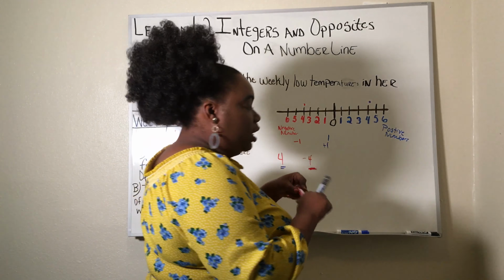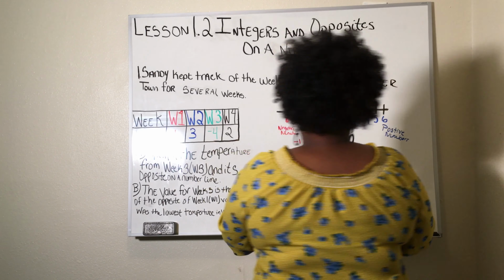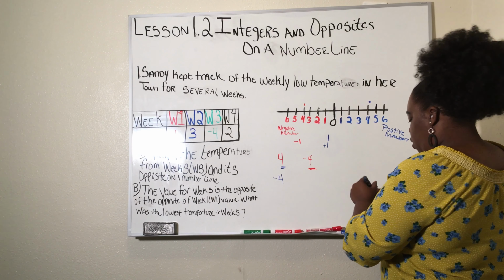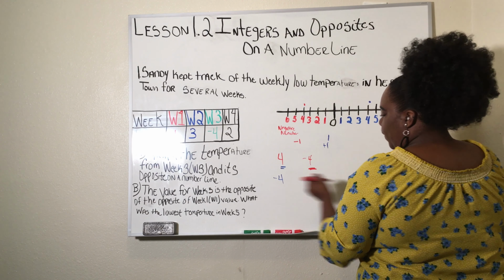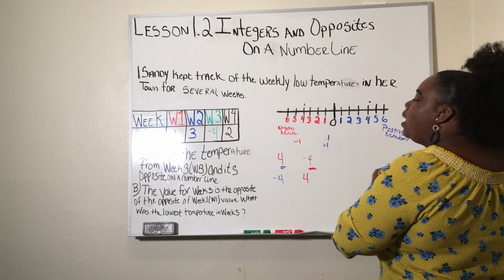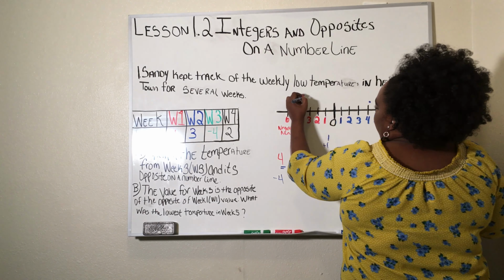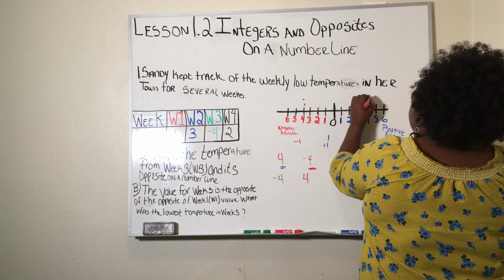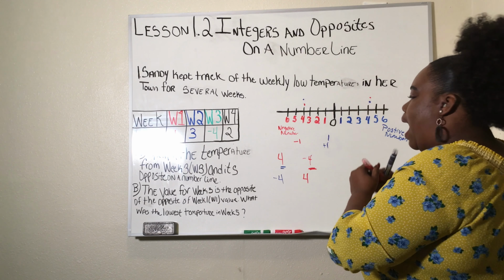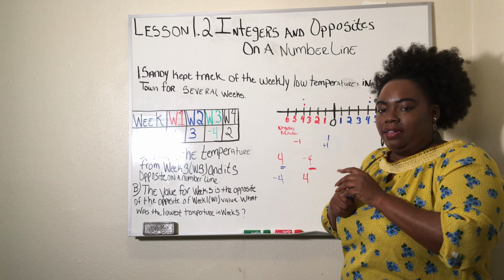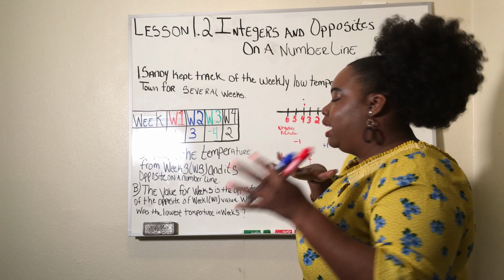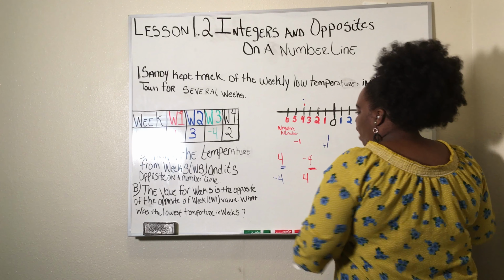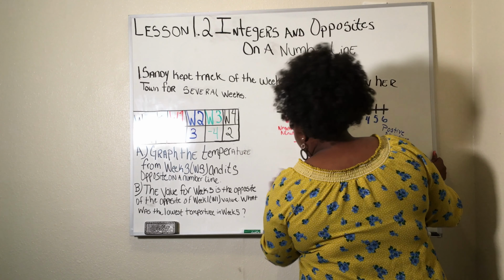So vice versa, it'd be the same way. The opposite of negative 4 would be 4, right? Because it is the same distance from 0, but it's on the opposite side of 0. So that would give us our opposites. All right? Make sense? Kind of getting it here? Okay. Let's make some room here. We're going to get into our lesson and try to drive this thing on home.